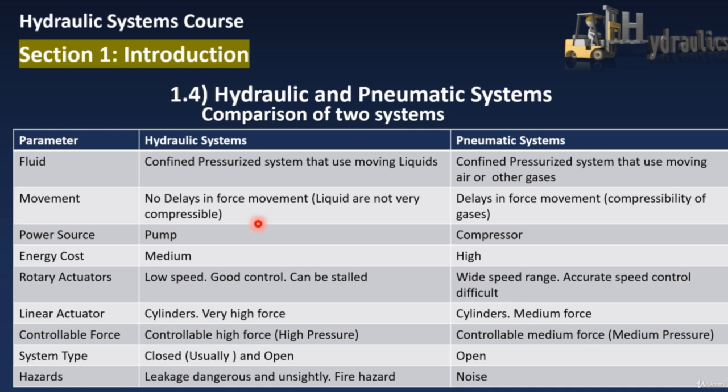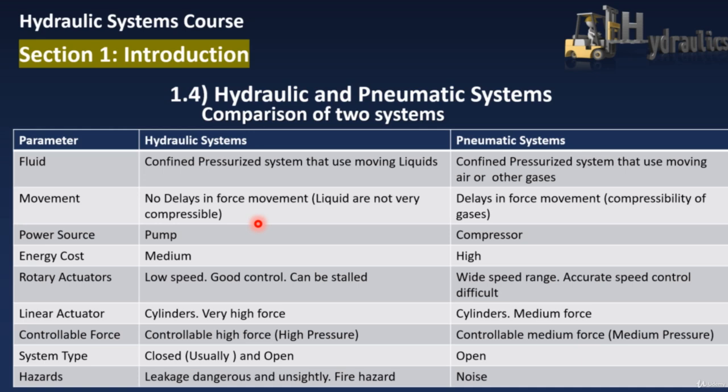Rotary actuators: in a hydraulic system, low speed, good control and can be stalled. However, in a pneumatic system, wide speed range, but I cannot have accurate control on the speed. It will be difficult. In terms of linear actuators, we are using cylinders with a very high force in hydraulic systems. In pneumatic systems, we are using cylinders with a medium force. Controllable force: I can control a high force with high pressure in a hydraulic system. The control in pneumatic will be medium and force controlled due to medium pressure.